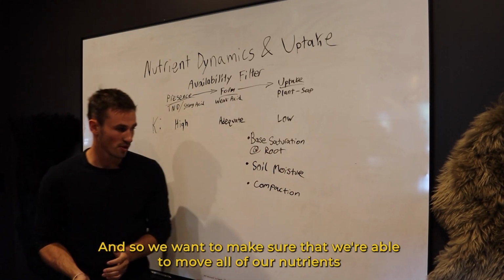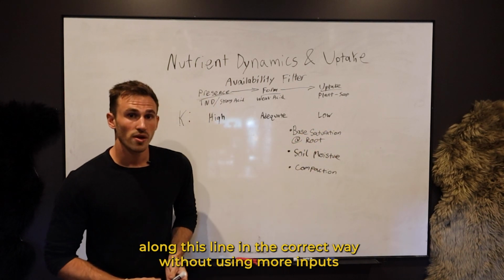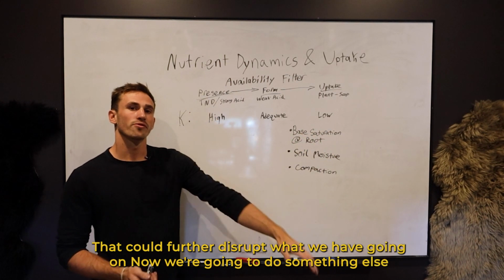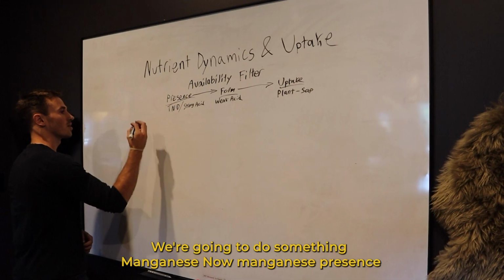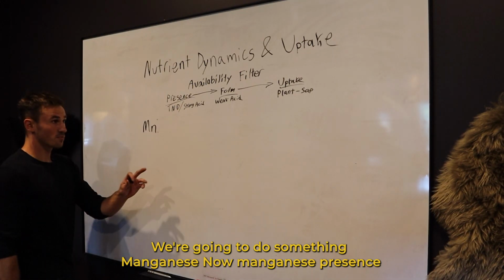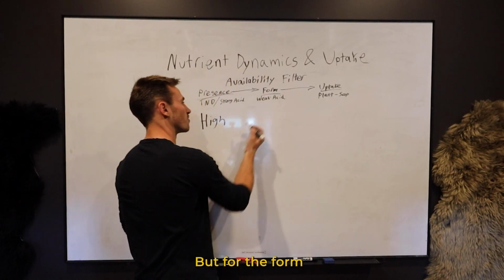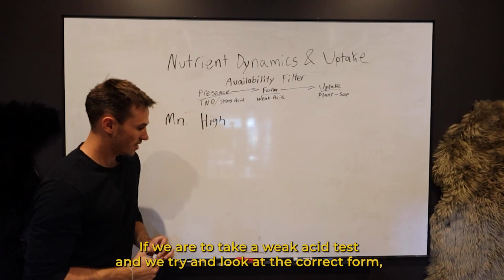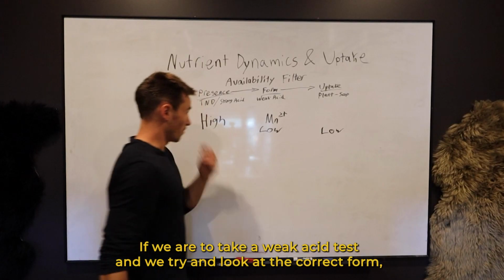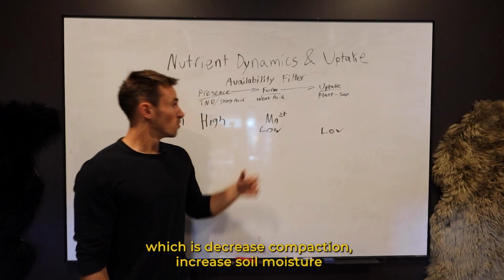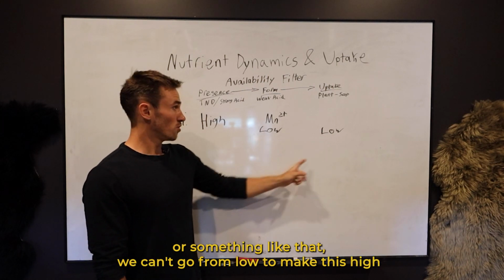And so we want to make sure that we're able to move all of our nutrients along this line in the correct way, without using more inputs that could further disrupt what we have going on. Now we're going to do something else. We're going to do something like manganese. Manganese presence is high in a total nutrient digest, a strong acid. But for the correct form, if we take a weak acid test, and we try that same thing, which is decrease compaction, increase soil moisture, something like that, we can't go from low to make this high.